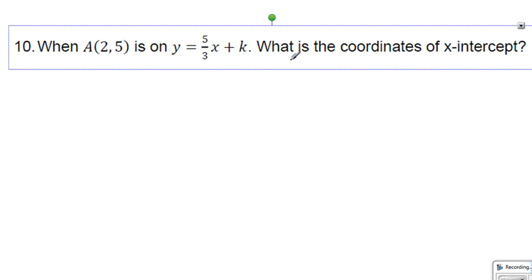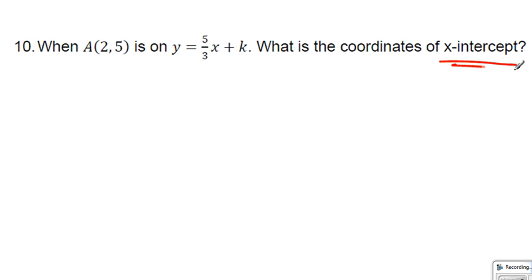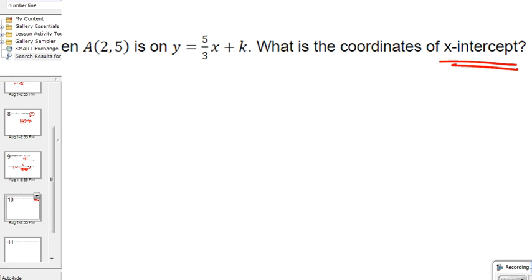Here, what is the coordinate of the x-intercept? Now, we are looking for the x-intercept. Here, what I'm going to do is this.